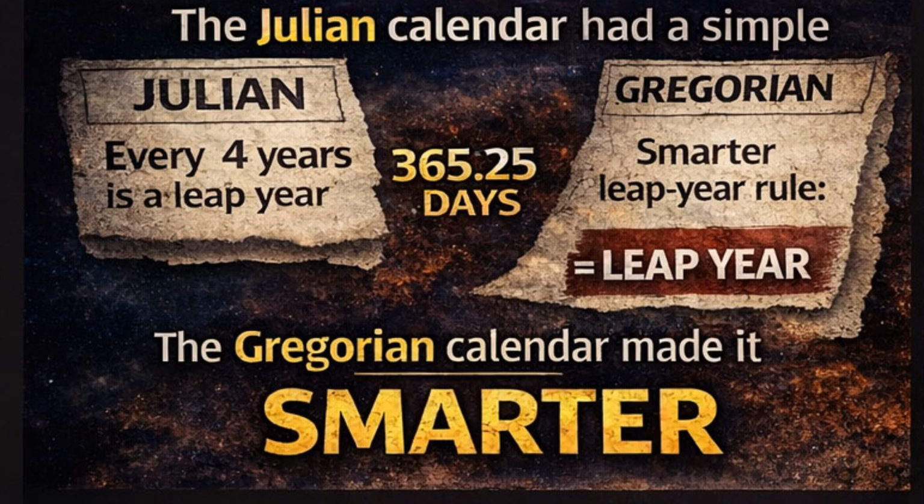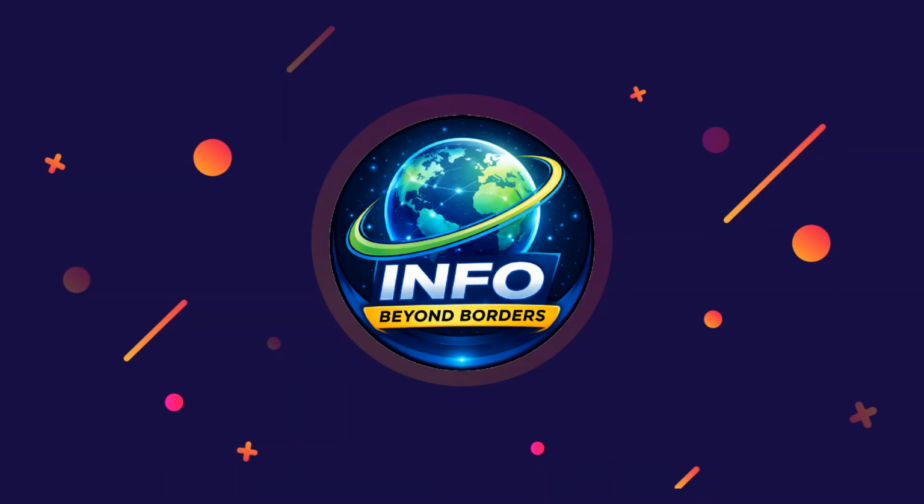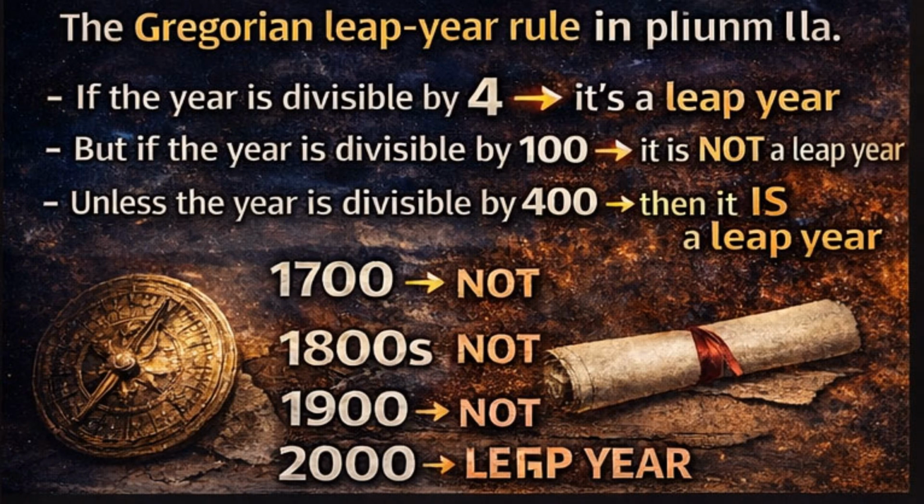So the Gregorian calendar needed to be just slightly shorter. Not by hours. Not by days. By minutes. So they designed a rule that feels weird at first, but is actually genius. Here is the Gregorian leap year rule in plain human language. If the year is divisible by 4, it's a leap year. But if the year is divisible by 100, it is not a leap year. Unless the year is divisible by 400, then it is a leap year again. So, 1600 was a leap year. 1700 was not. 1800 was not. 1900 was not. 2000 was a leap year.